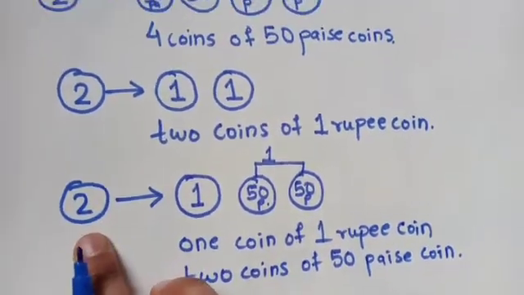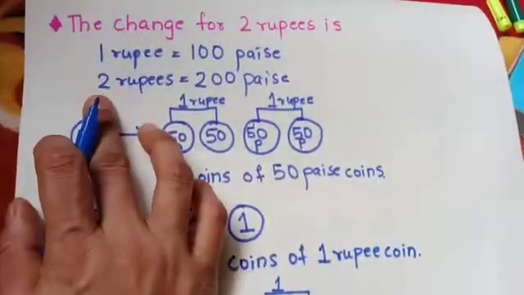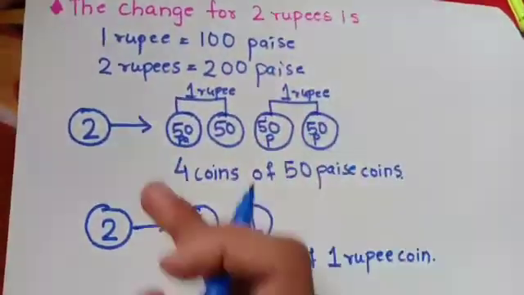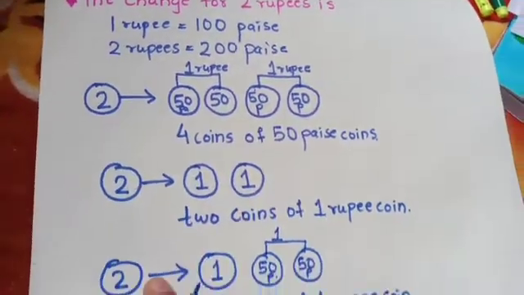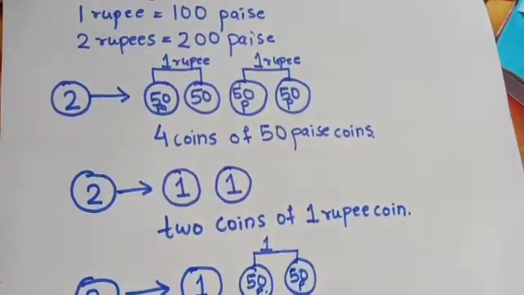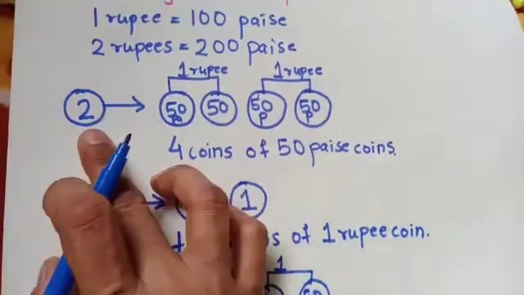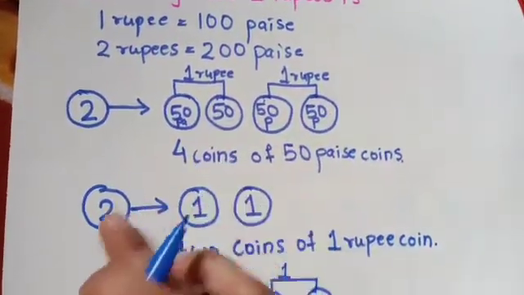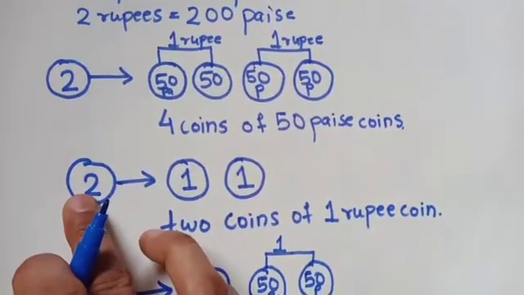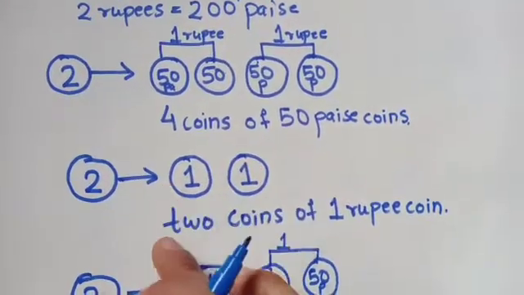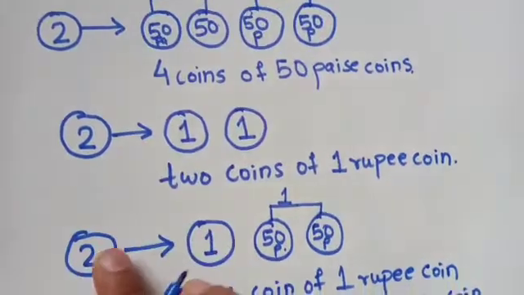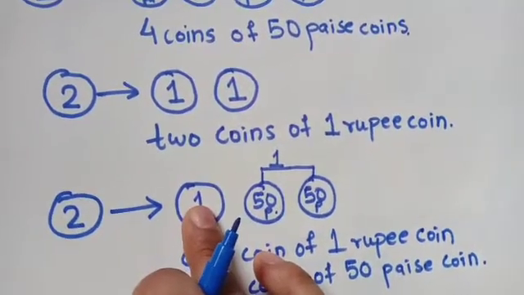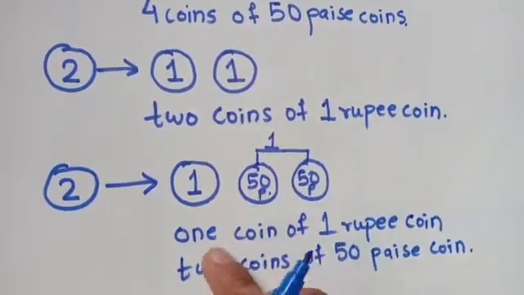See, for exchanging 2 rupees, the change for 2 rupees we can do in 3 ways. First one is 4 coins of 50 paise. Then we have 2 coins of 1 rupee, that is equal to 2 rupees. And the third one is 1 rupee coin and 2 coins of 50 paise.